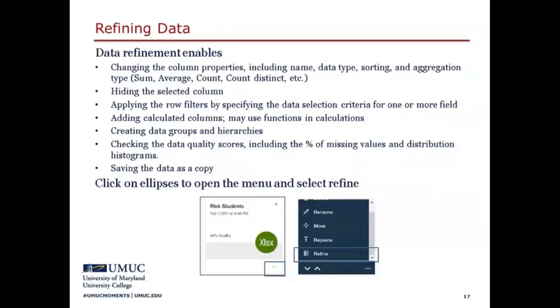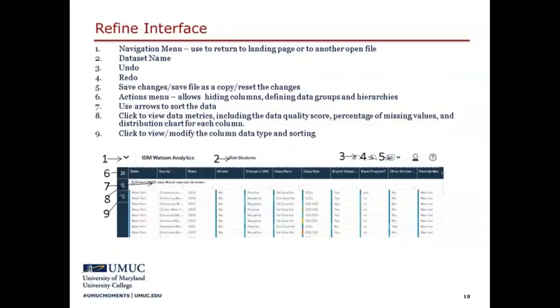Here, refining data basically means I'm going to add my variables, and I can add variables, I can remove variables, I can check my data quality scores, and more, right? Now, the next slide, so this is basically showing me the summary of the refined interface. And yes, I forgot to show you, you have 2 buttons, undo and redo at the top.